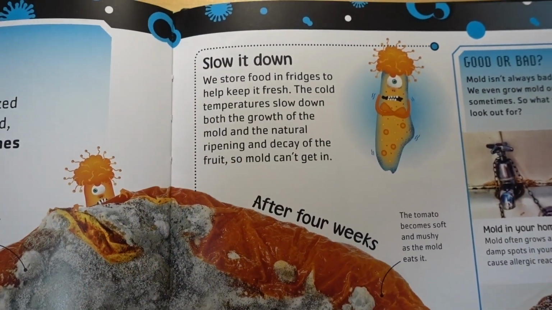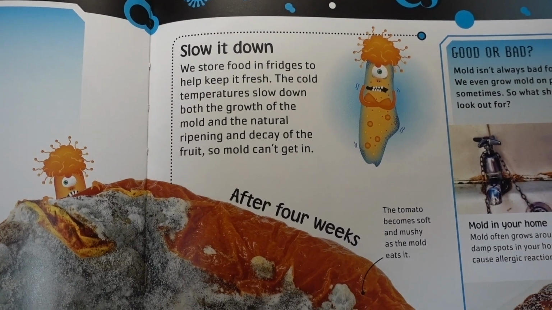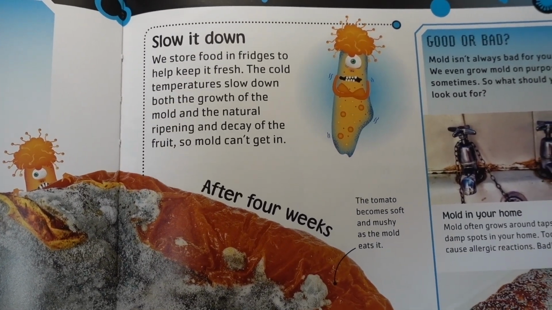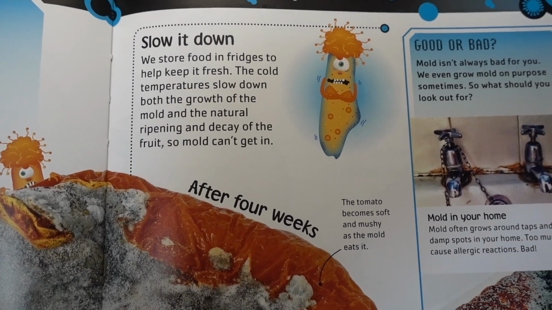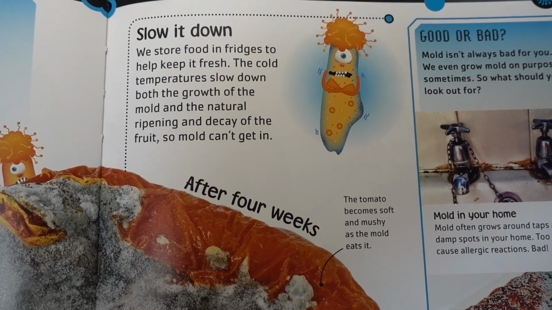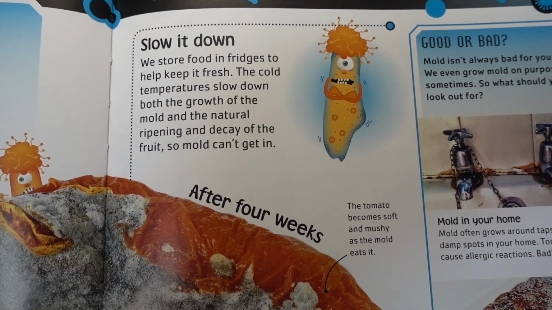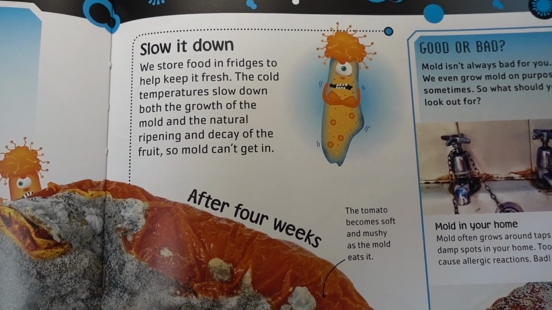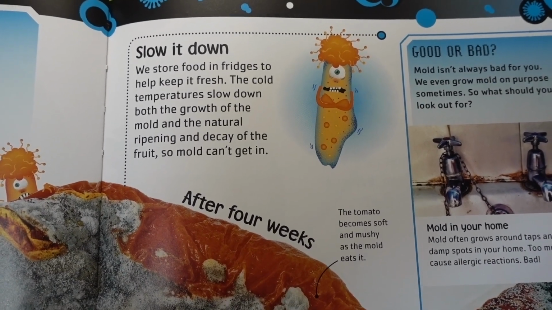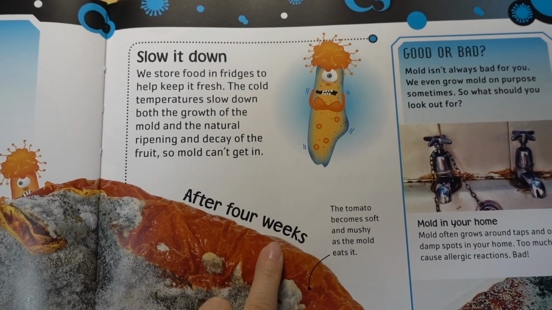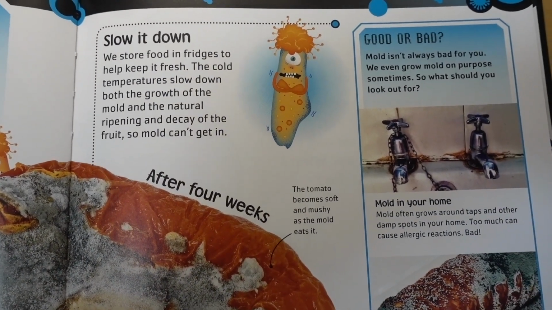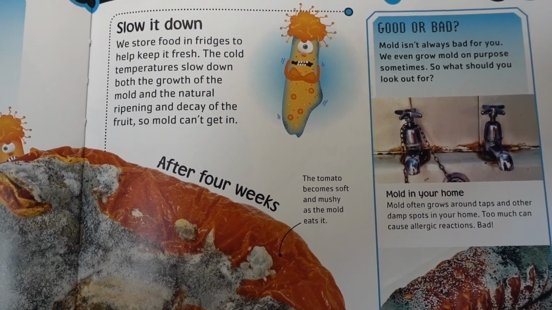Slow it down. Storing food in fridges helps keep it fresh. The cold temperatures slow down both the growth of the mold and the natural ripening and decay of the fruit, so mold can't get in. After 4 weeks, the tomato becomes soft and mushy as the mold eats it.